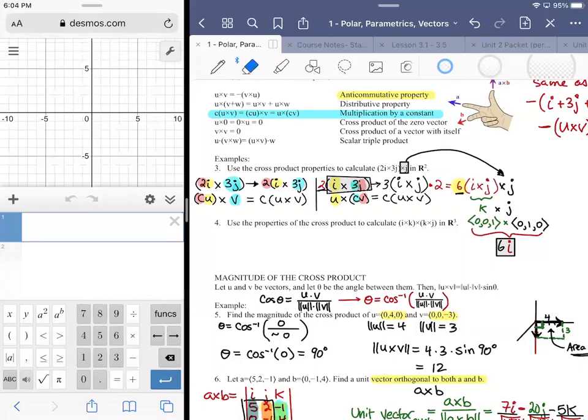Properties of the cross product to calculate I cross K cross K cross J. All right. So the properties that are coming into play here are really just the concept of, well, it's two or threefold depending on how you look at it.